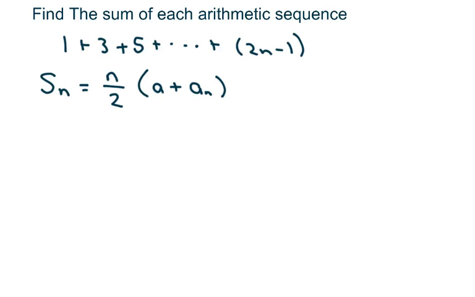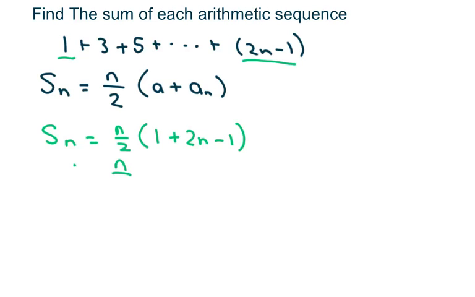Okay, in this case this is my first term, this is my last term, so I'm going to write S of n equals n over 2 times 1 plus 2n minus 1. So this is going to equal n over 2 times 2n. What happens here is the 2's cancel, and so our sum is n squared.